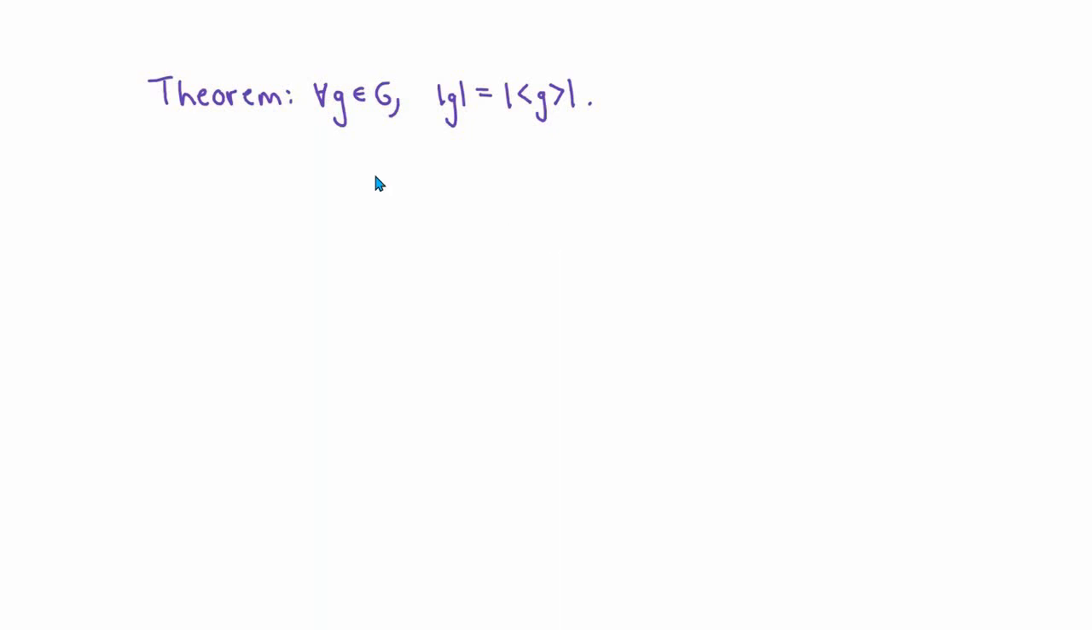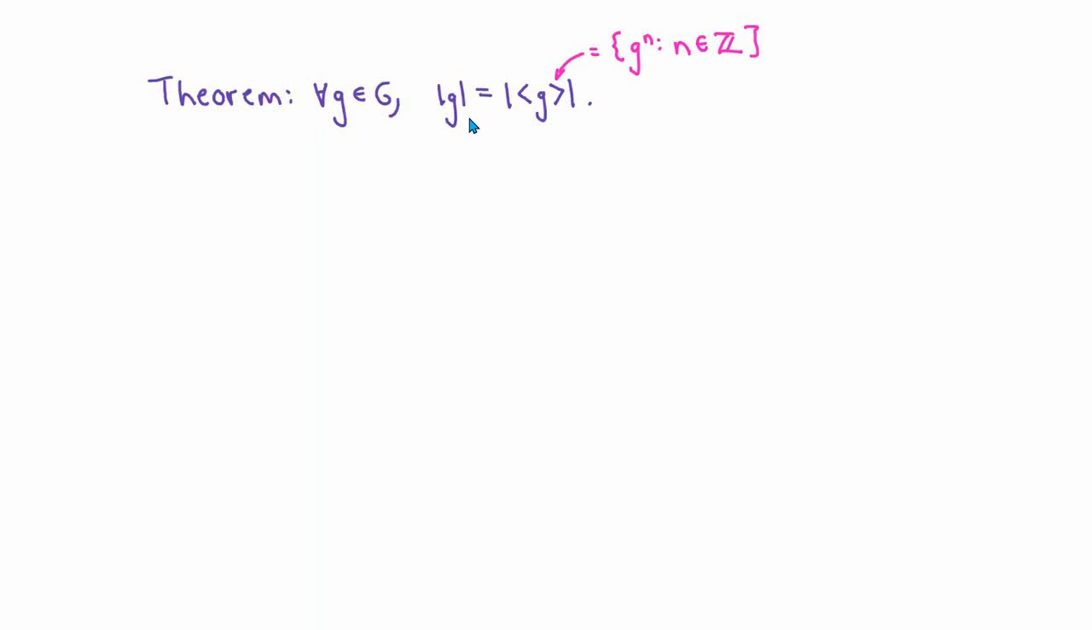Now I want to prove a basic but important theorem, which also explains the reason why we called the absolute value of g the order of the element g. What the theorem says is that for any element g in G, the order of the element g is the same as the order of the cyclic subgroup generated by g. Now, just to make sure that you understand the subtleties of the statement, first of all, remember that the cyclic subgroup generated by g is the subgroup consisting of all integer powers of g, and that the order of a group is defined to be the cardinality of the group.